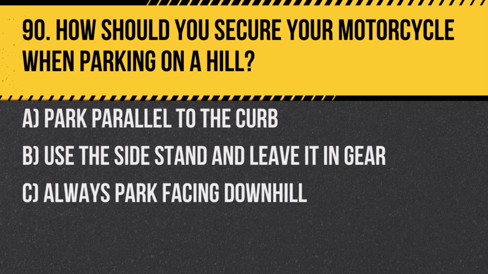Question 90. How should you secure your motorcycle when parking on a hill? A. Park parallel to the curb. B. Use the side stand and leave it in gear. C. Always park facing downhill. Answer. B. Use the side stand and leave it in gear. This prevents the motorcycle from rolling and ensures it stays securely in place.